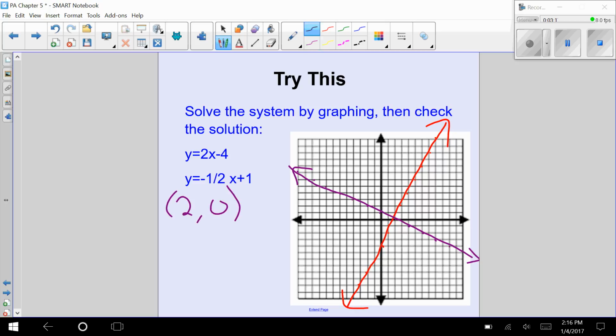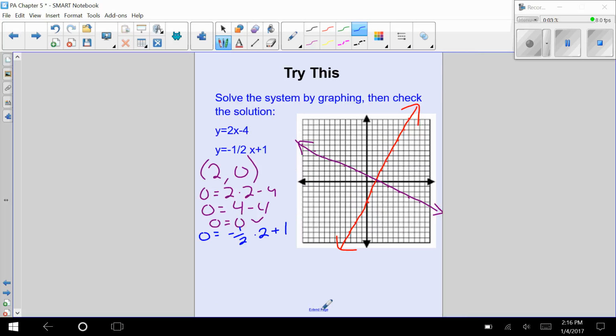Let's check. 0 equals 2 times 2 minus 4. So 0 equals 4 minus 4. So 0 equals 0. That one worked. Now let's try 0 equals negative 1/2 times 2 plus 1. Well, negative 1/2 times 2 is negative 1. Negative 1 plus 1 is 0, and it worked.